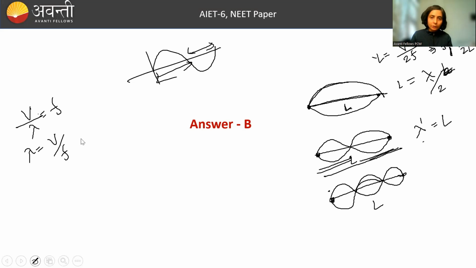What can you write lambda dash as? V by F dash. And this is equal to L. So F dash is equal to what? V by L. Second frequency. So on, the third frequency you can calculate. So if you have forgotten the formula, you can go like this, but you should not forget the formula.